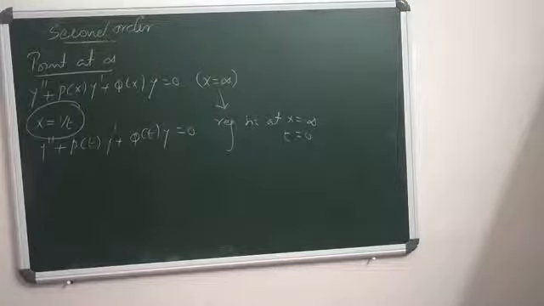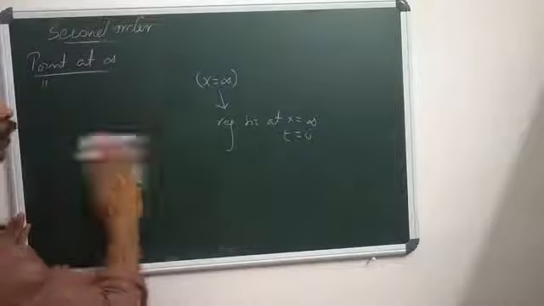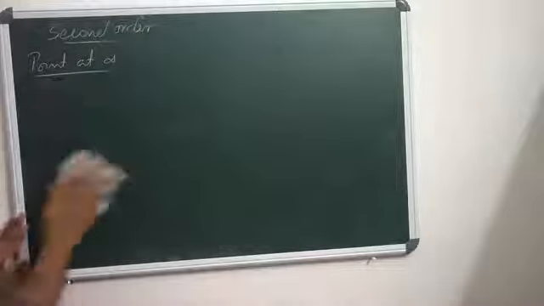Clear? So the transformation is crucial. If x takes the largest value, then the transformation is to put x equals 1 by t. So we may consider that. Now let us consider an example.